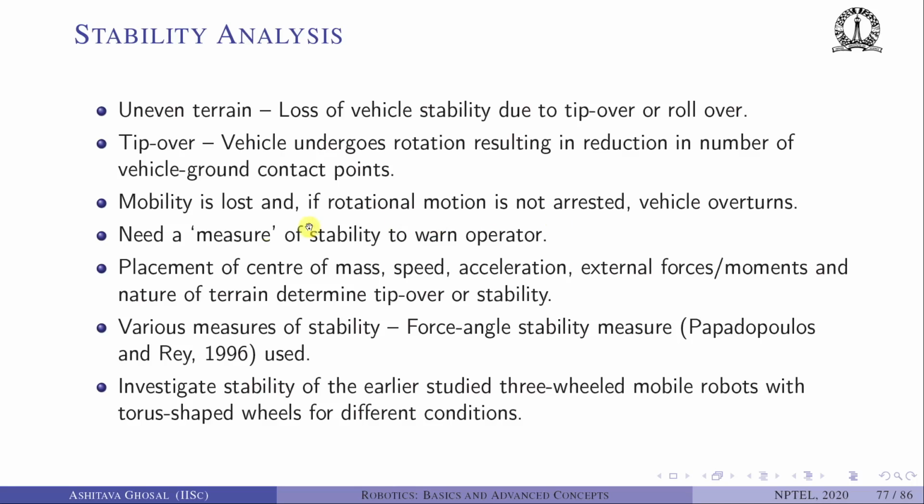So the first thing is, we need to find or define a measure of stability to warn the operator, or if you are on the vehicle, to see that it is tipping over or about to tip over. Like in any vehicle, the placement of the center of mass, speed, acceleration, external forces and moments, and the nature of terrain will determine the tip over or stability. It is not only one parameter. Various parameters are involved in obtaining the stability of a mobile robot on uneven terrain.